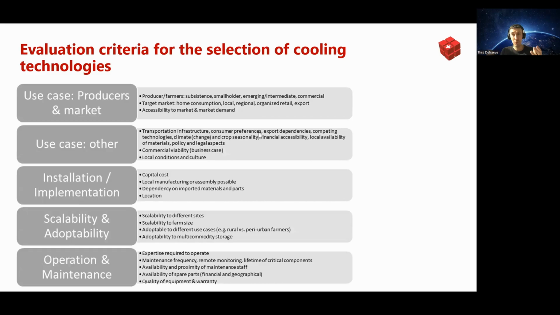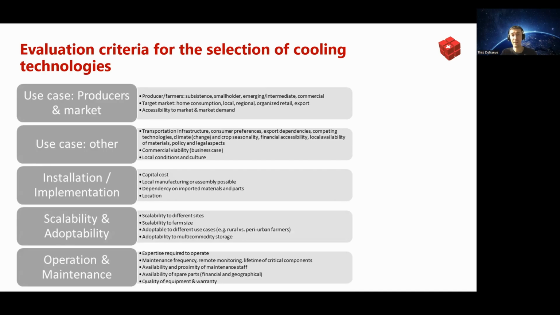So we came up with a list of important criteria which are relevant to selecting different cooling technologies. And I will quickly go through some of those. So first of all, you have to look at your use case, which producers are looking at, let's say smallholder farmers or even commercial farmers, more agricultural enterprises, which we're not targeting today. And which market am I looking at? The local market, export market, and so on. And how accessible is this market for my use case? So that's a use case question.